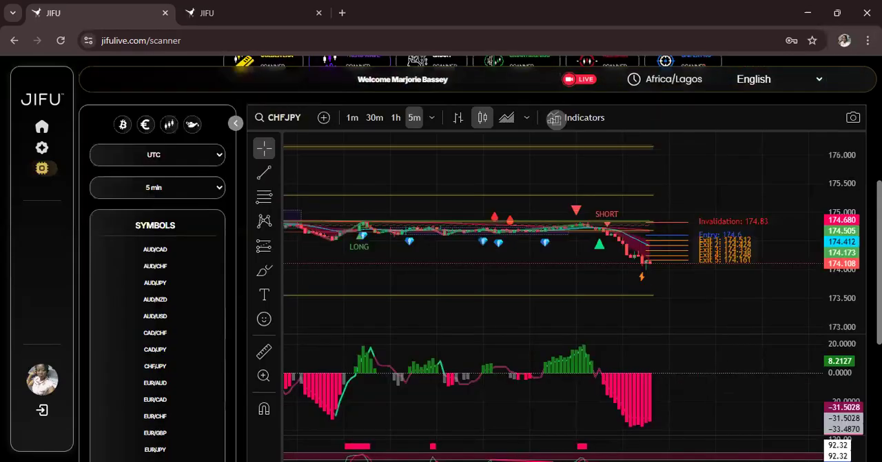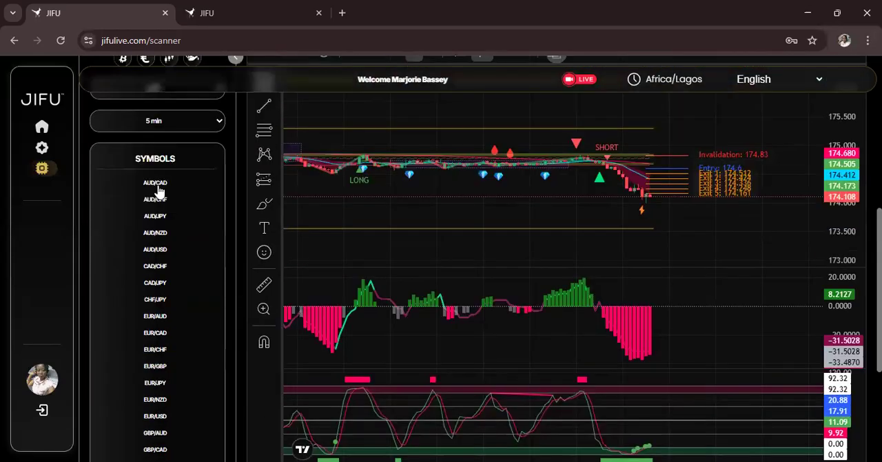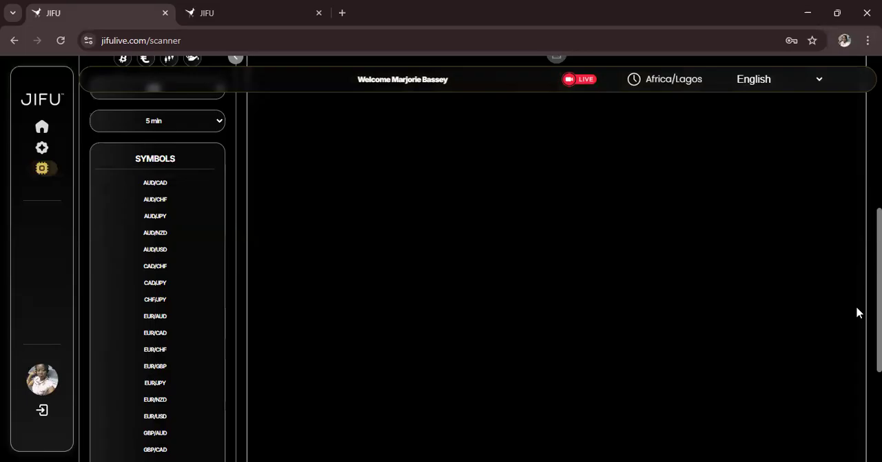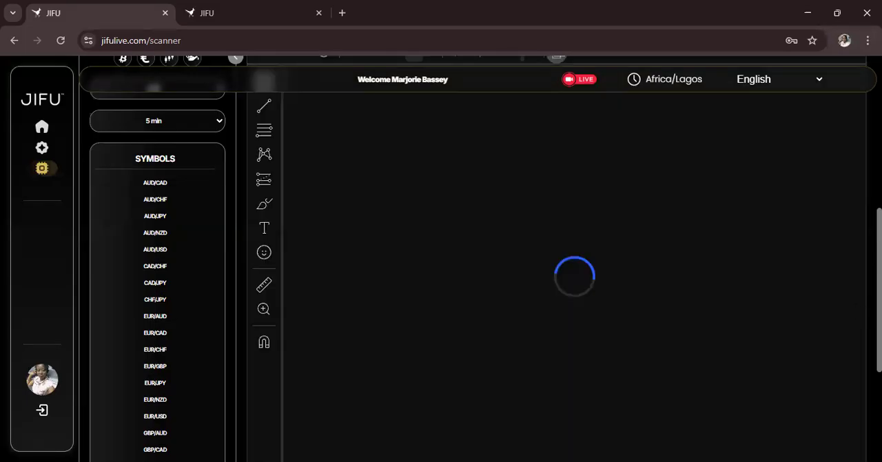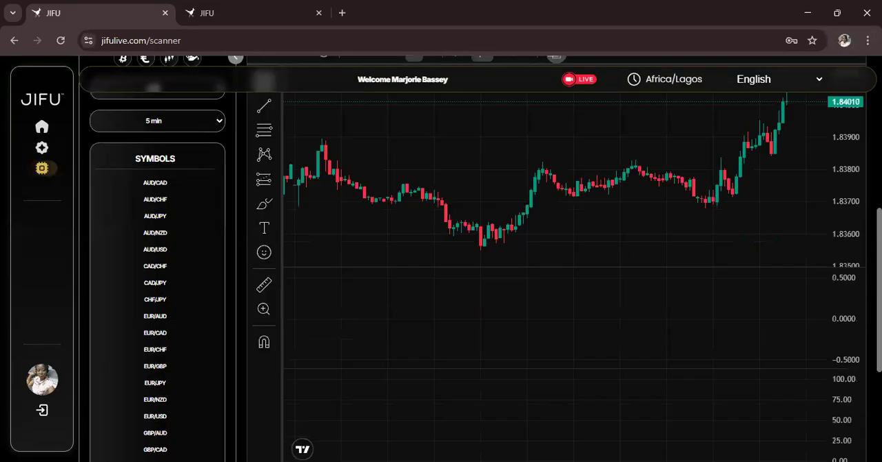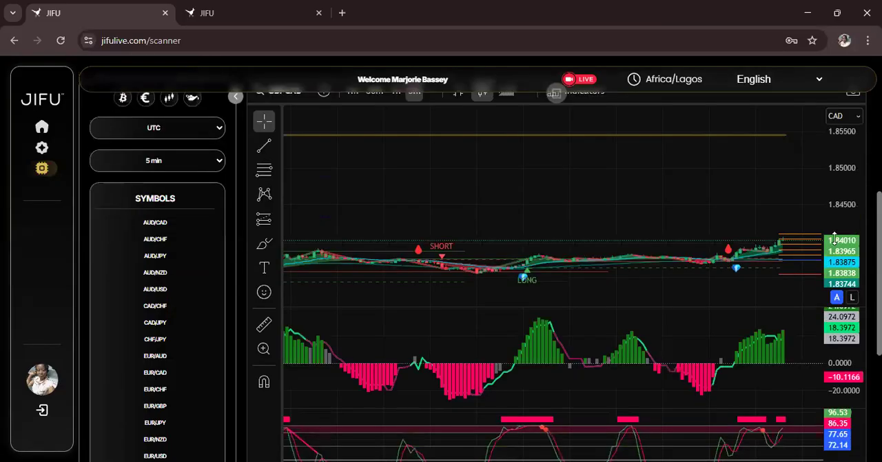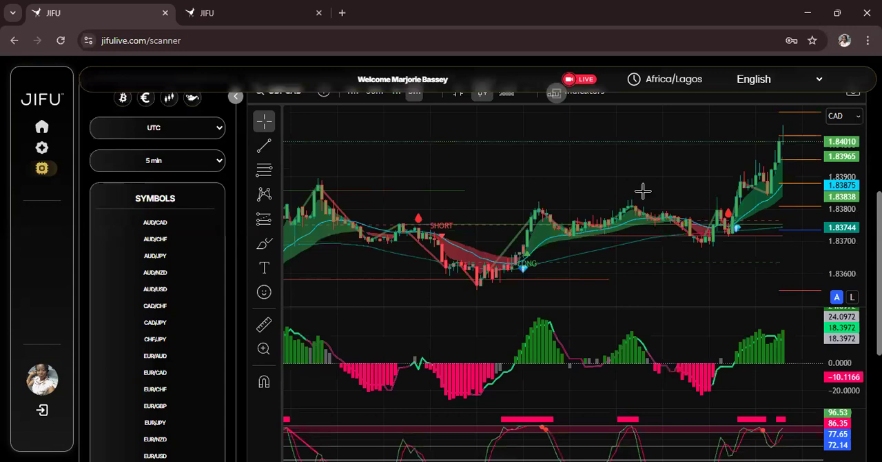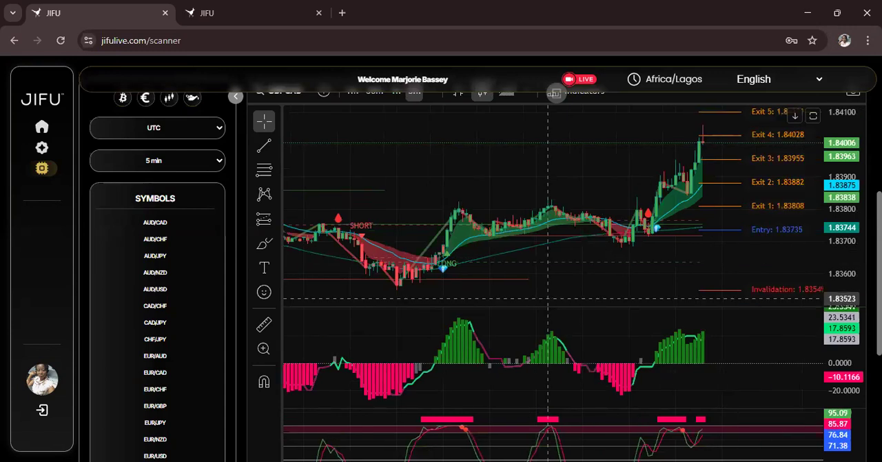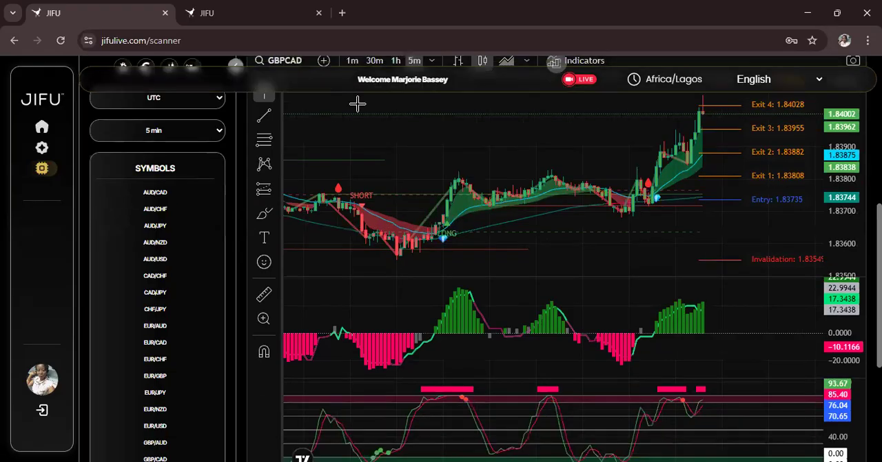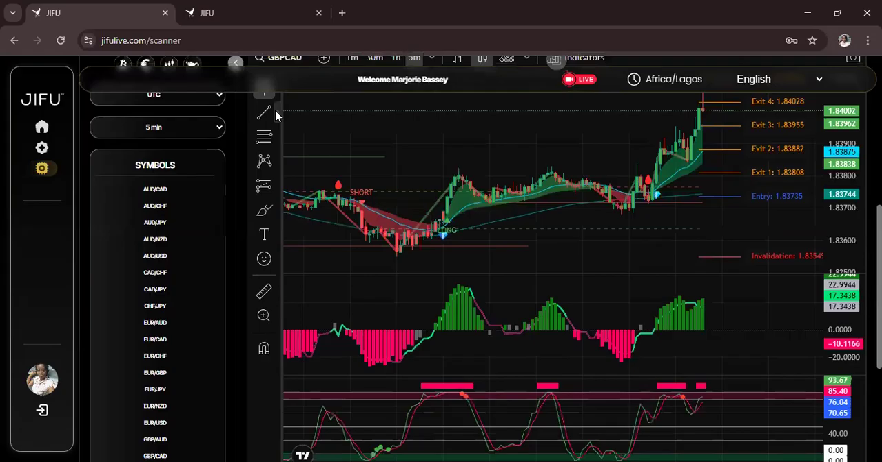Okay, so let me see. We are in the London session. We should be looking at GBP CAD. So let's see if GBP CAD has anything for us. My goodness, this GBP CAD has already moved. Let me see when this thing started moving.